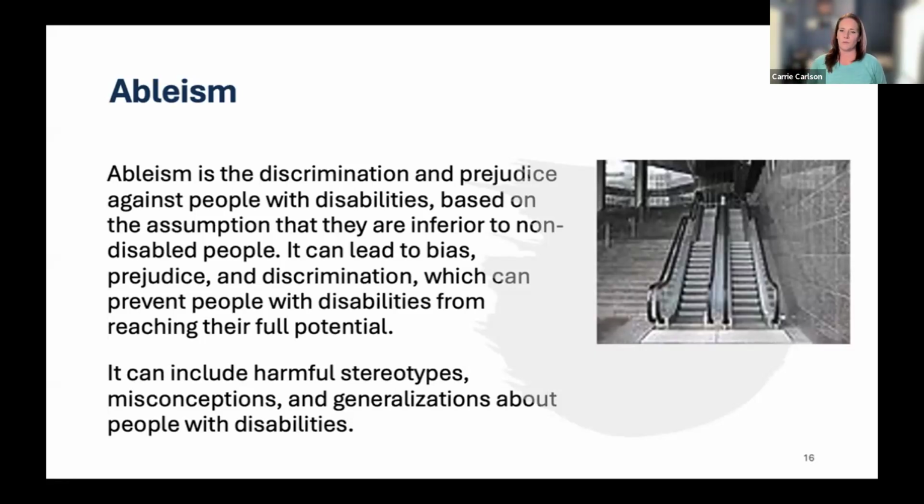And I wanted to say in this slide that not all forms of ableism are intentional. A lot of times they're not. And so I just wanted to make sure that I remember to say that. And I'll cover that a little bit more here soon.